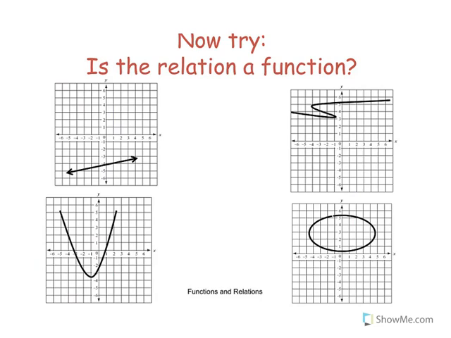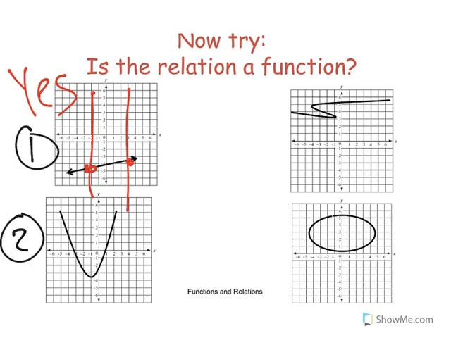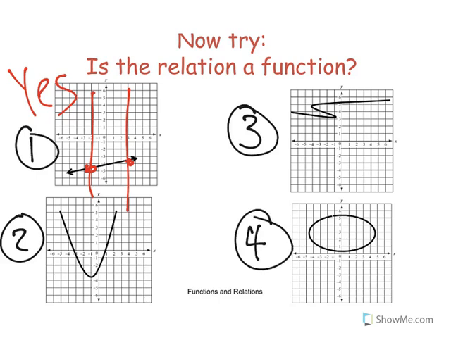So you're going to pause it, and for each of these, you're going to say yes or no and why. All right, so the first one, wherever I draw my vertical lines, I only pick up 1 point. So we're going to say yes, this is a function. Sorry, let me label these. So I'm going to call this number 1, number 2, number 3, number 4. All right, so I already started number 1 for you. So you should be able to do 2, 3, and 4.